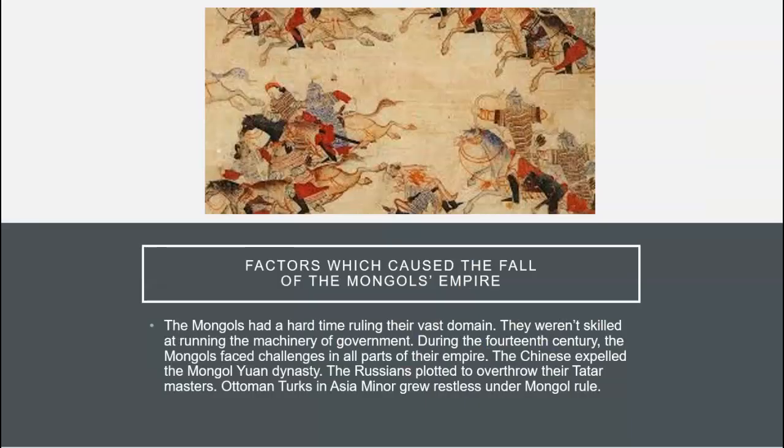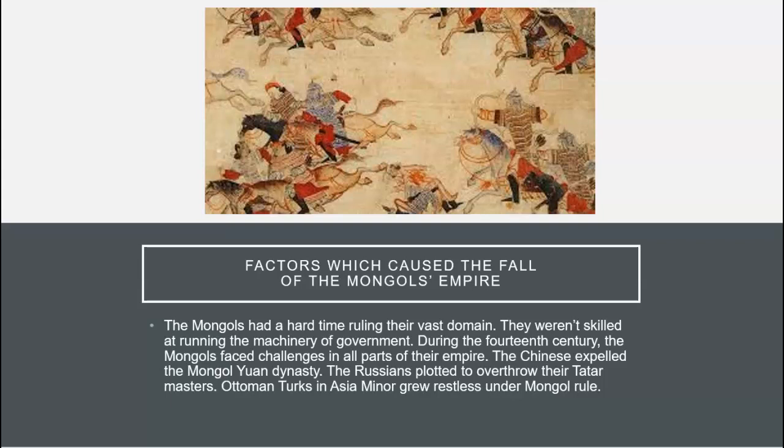And then this will be the final question for this study guide, and you'll notice this matches up with question number 5. Factors which caused the fall of the Mongol Empire. The Mongols had a hard time ruling their vast domain. They weren't skilled at running the machinery of government. During the 14th century, the Mongols faced challenges in all parts of their empire.